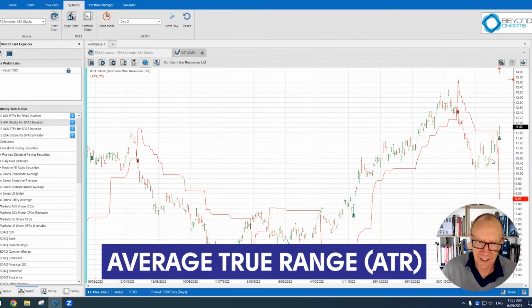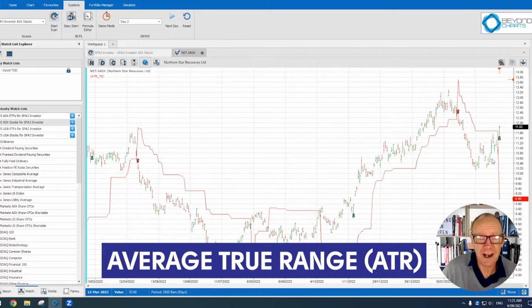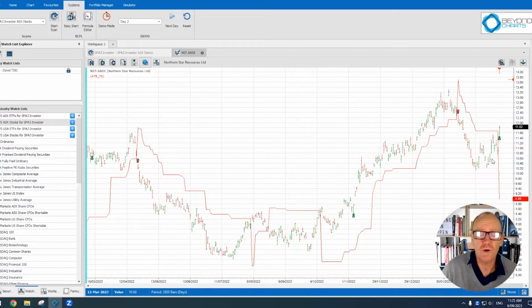ATR stands for average true range. Average true range is just a form of an indicator, and the indicator calculation is calculating the average true range. The simplest way to describe it is the average trading range, so that is from high to low.